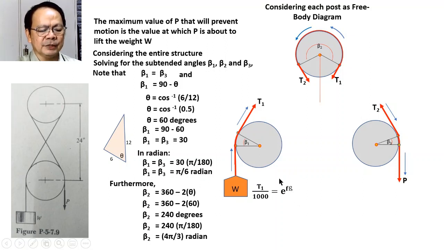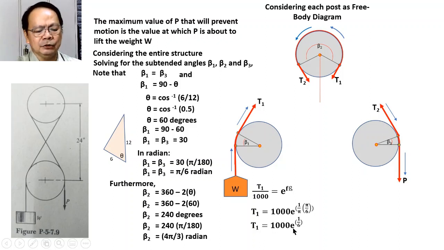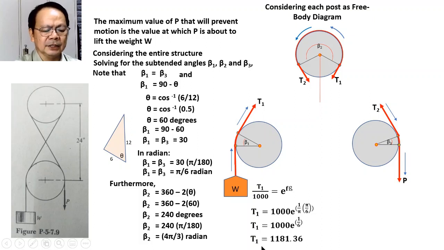That if the two shall be substituted here, we can compute for the value of T sub 1, which is equal to 1000 times e raised to 1 over pi times pi over 6. So that this can be simplified to be T sub 1 equal to 1000 e to the 1/6, and then T sub 1 is equal to 1181.36.